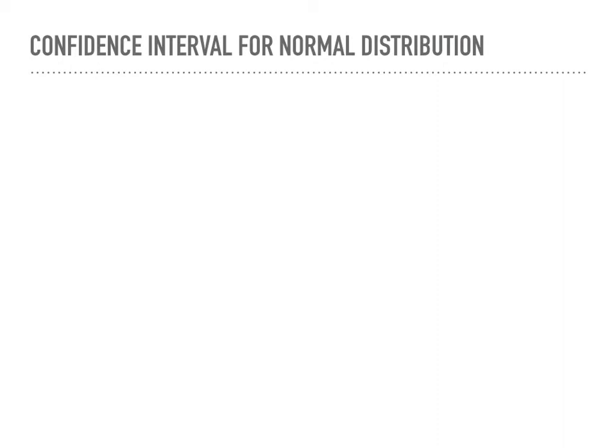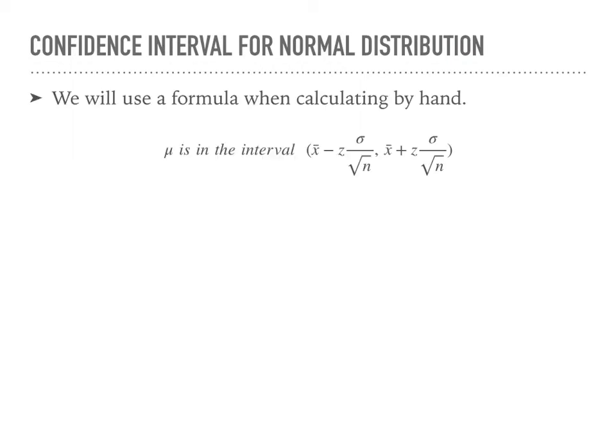At this point, we're almost ready to find our confidence intervals. We need a formula still in order to use, so we can calculate this by hand by using the following formula. Mu is in the interval x bar minus z times the ratio sigma over the square root of n. That's the lower bound. And then the upper bound would be x bar, the sample mean, plus z times the ratio sigma divided by the square root of n. But we don't want to answer like this.